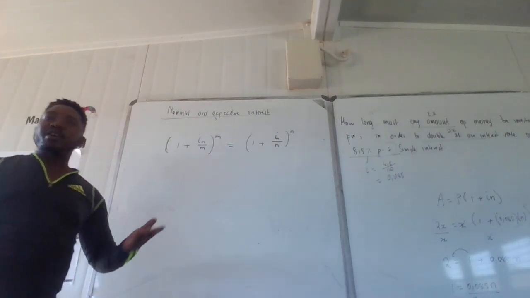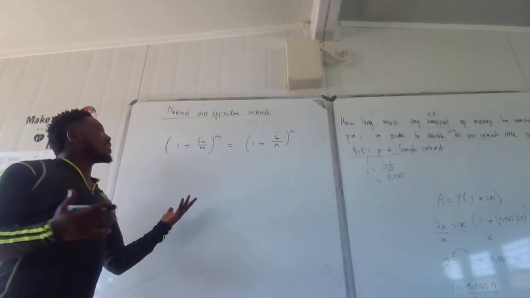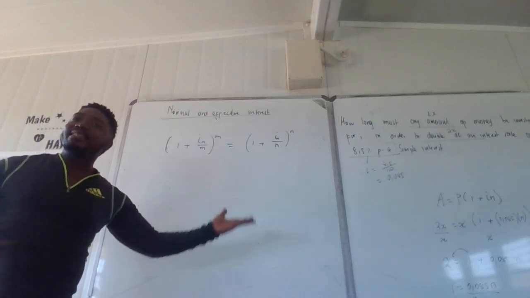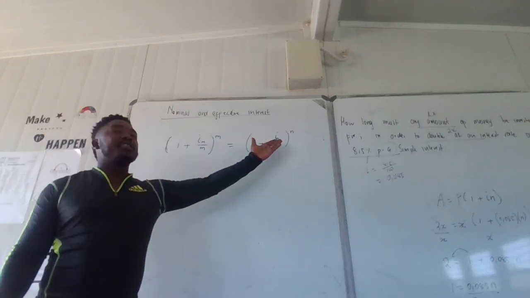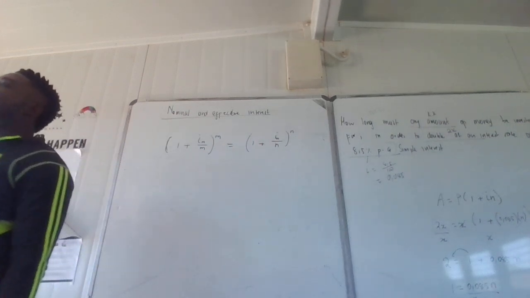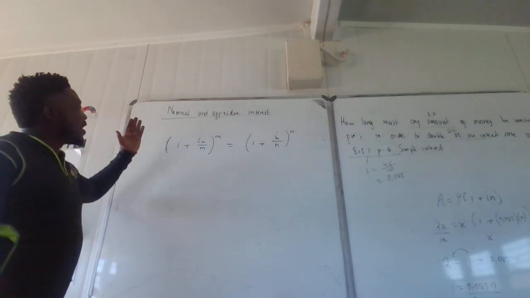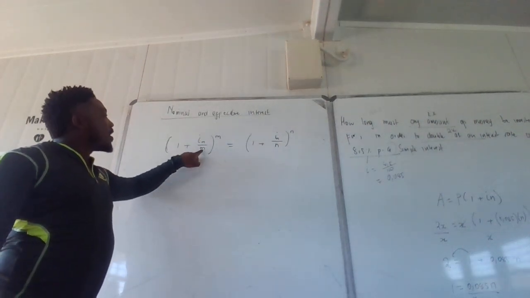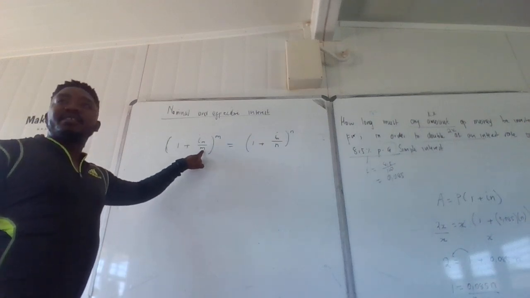If we are given an interest that is compounded monthly, say, you must convert it to an interest rate that is compounded weekly. You're going to ask yourself, I have 1 plus the interest that is given to me, and in terms of months, how many months are there in a year?